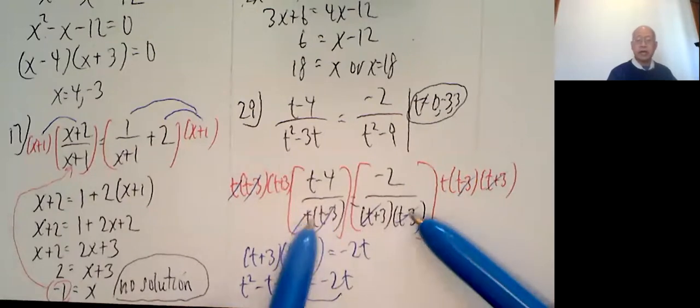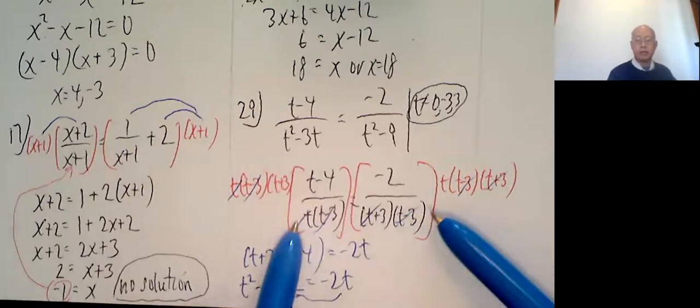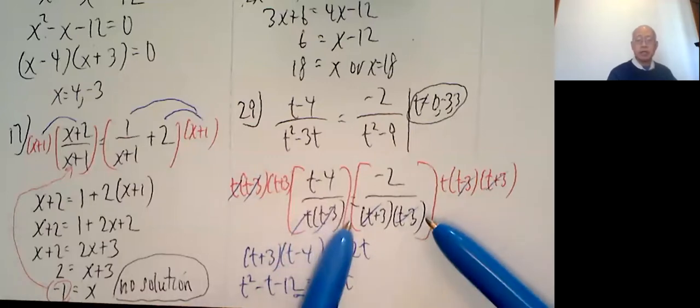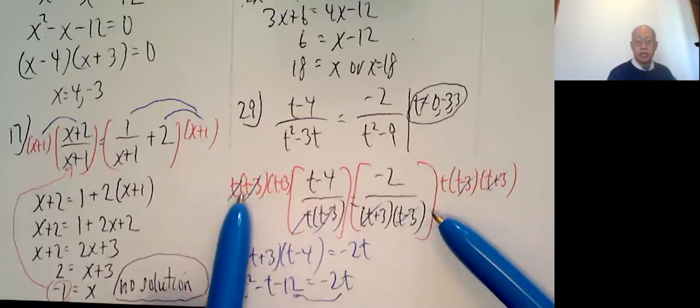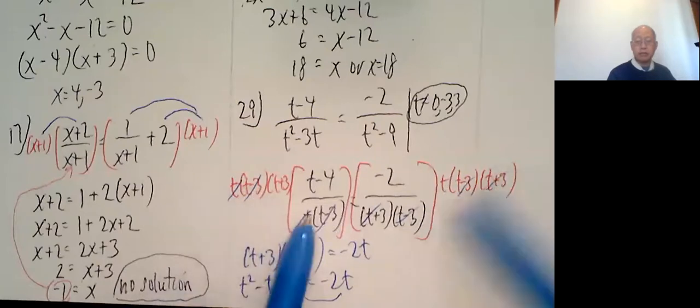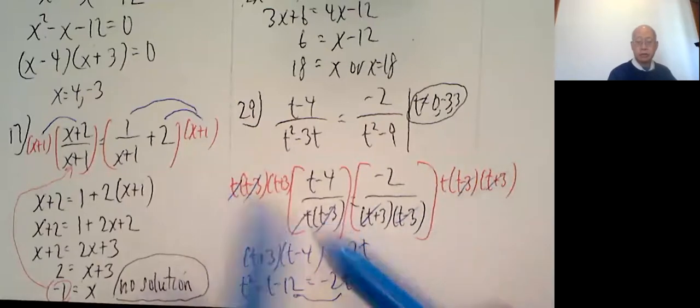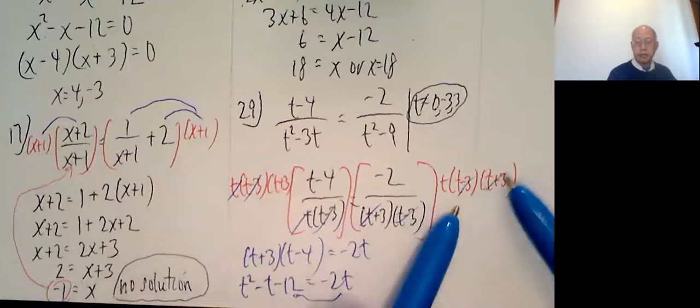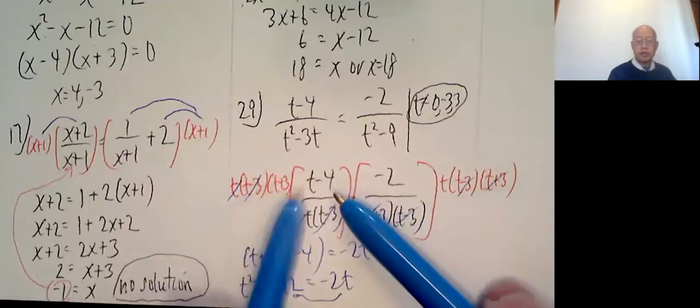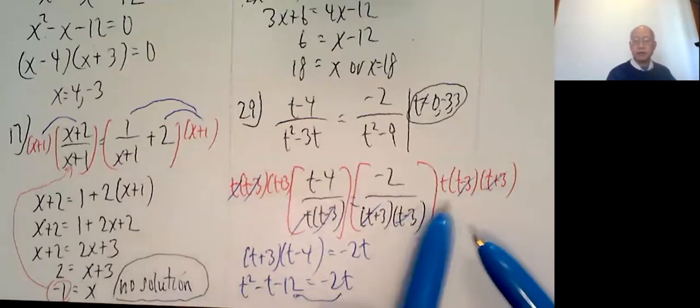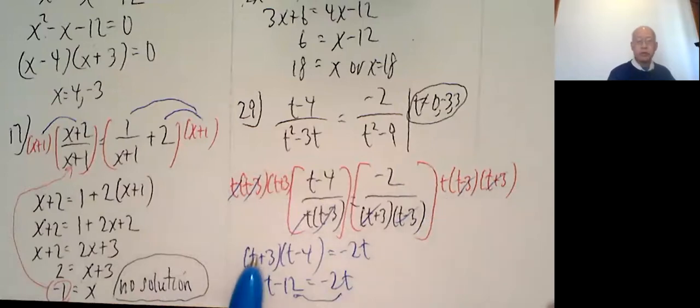Okay, and once I have that, now multiply both sides with a common denominator, which is t times t plus 3, t minus 3. So t minus 3, t plus 3 on both sides. Cancel, cancel, cancel, cancel. Cancel, cancel, cancel, cancel. So here I have t plus 3 times t minus 4. Here I have negative 2t.